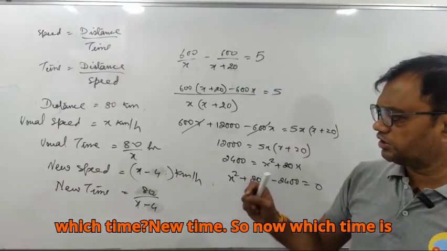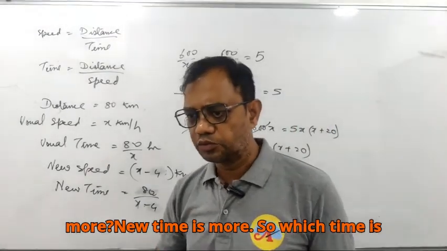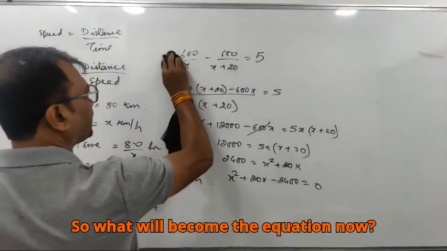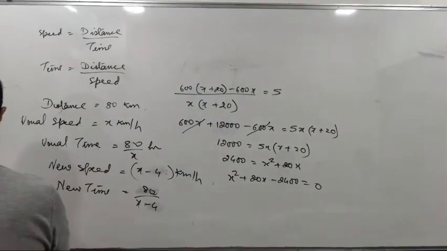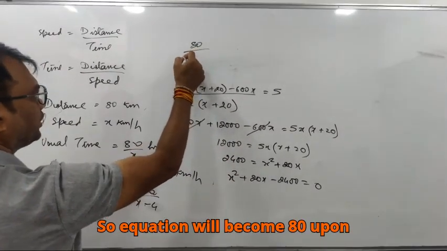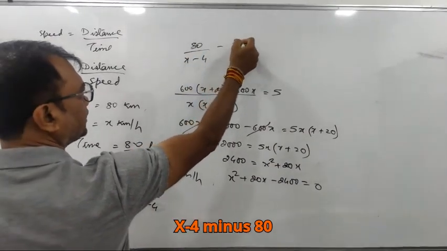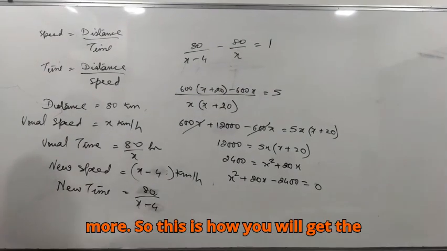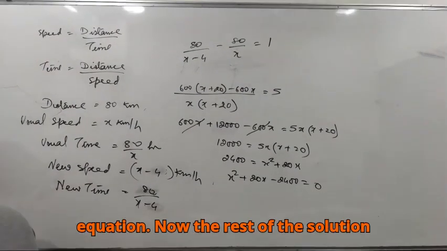New time. So now which time is more? New time is more. So which time is smaller? Usual time is smaller. So what will become the equation now? New time minus usual. So the equation will become 80 upon x minus 4 minus 80 upon x equal to, it takes 1 hour more. So this is how you will get the equation.